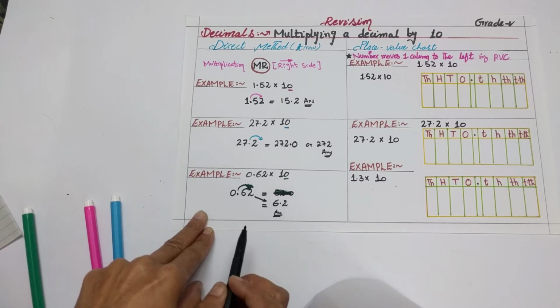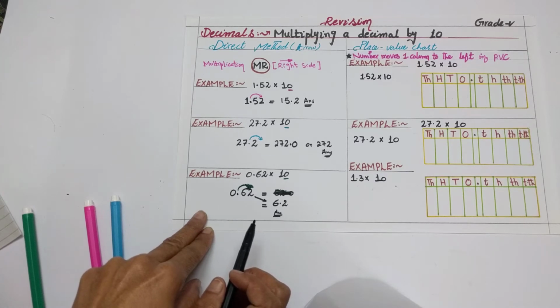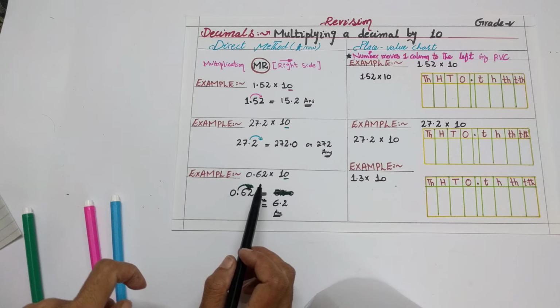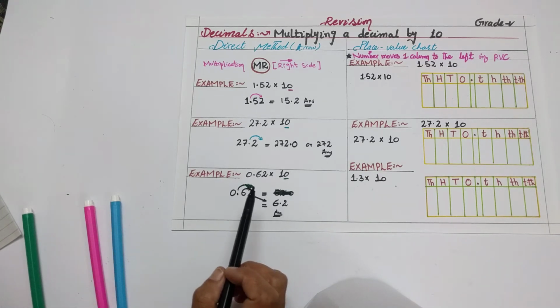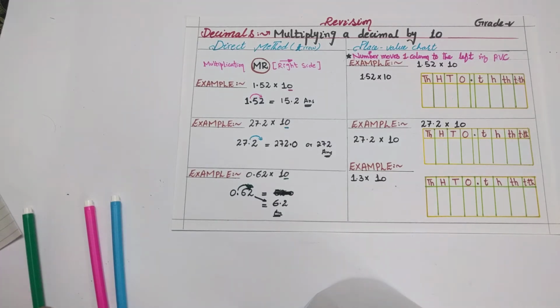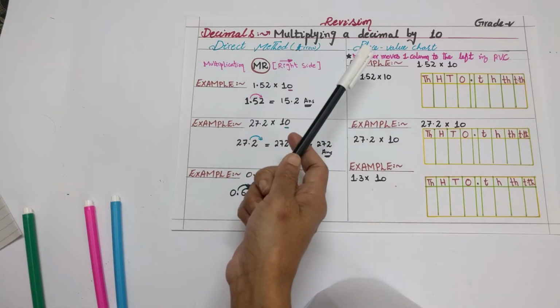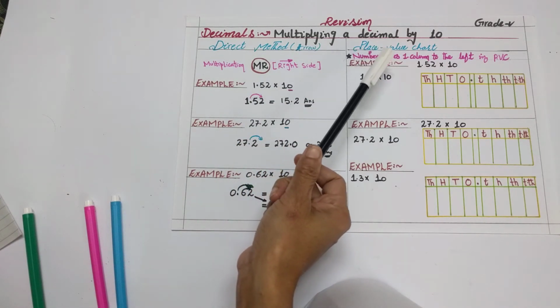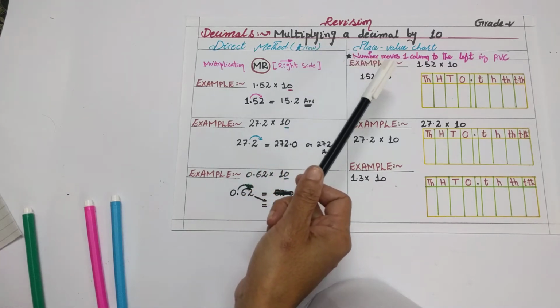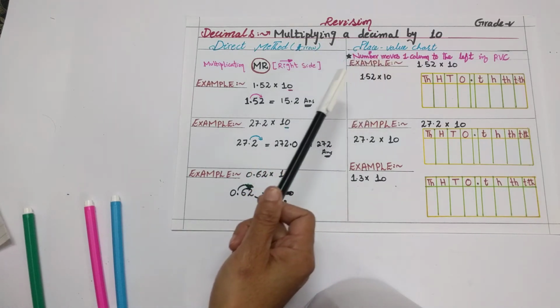So this is the direct arrow method which you can easily apply in objective type questions. I hope this concept is clear. Now we will follow the same topic, multiplying a decimal by 10, by place value chart. So let's start.